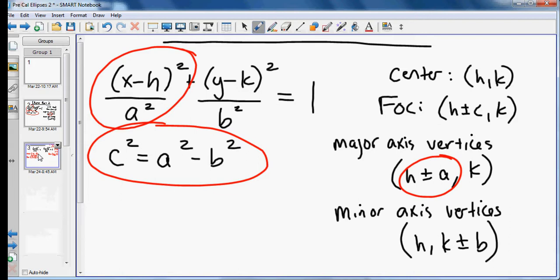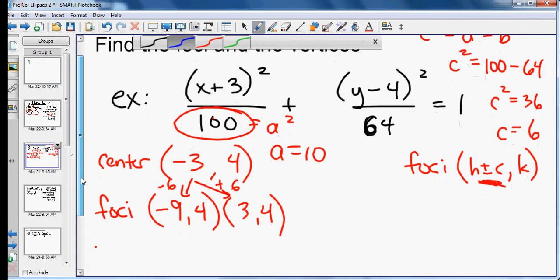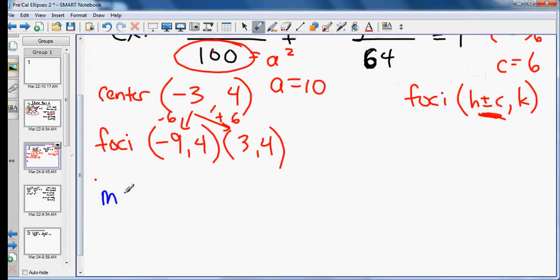So for the major axis vertices, I will need to subtract 10 from the x value in the center. So I'll get negative 13, 4. Again, I'm just doing negative 3 minus the a value, which was 10. And then I'm also going to add the 10. So negative 3 plus 10 gives me 7.